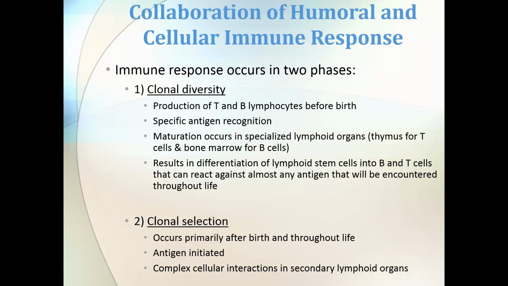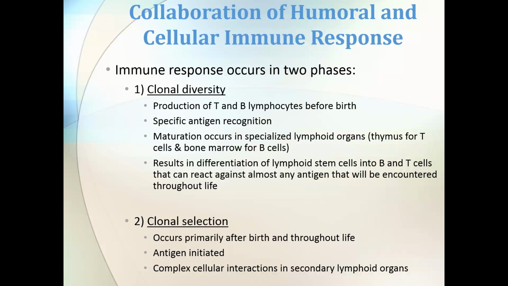And what happens when these different types of cells mature in these different lymphoid organs is that it results in the differentiation of these lymphoid stem cells into B and T cells that create this specific reaction against any antigen that can be encountered throughout life. Again, that is clonal diversity. That occurs, to be clear, before birth. Okay? Then what happens after birth and throughout life is something called clonal selection.